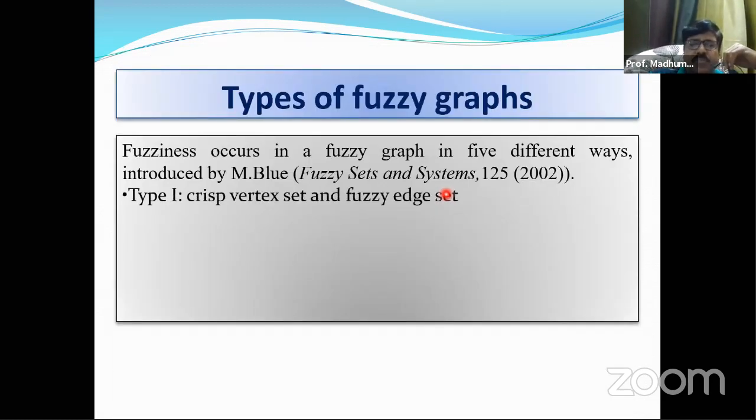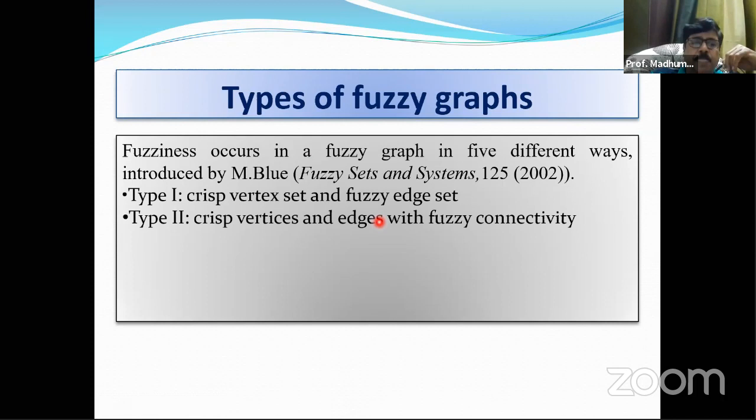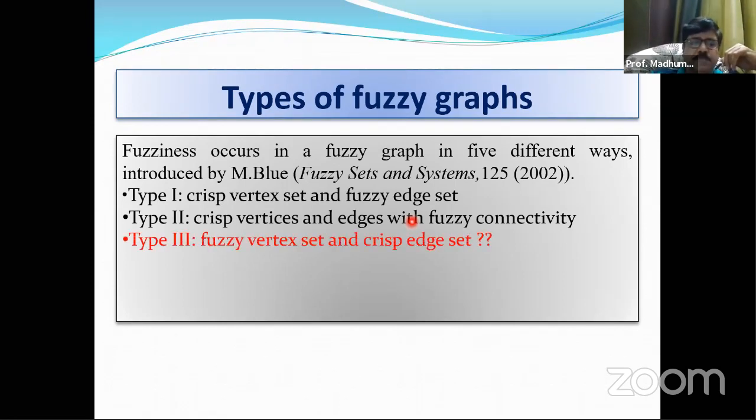So there are different types of fuzzy graphs. Type 1 fuzzy graph means crisp vertex set and fuzzy edge set. That means vertices are certain and the edges are uncertain. This is one kind of fuzzy graph. Type 2 fuzzy graph means crisp vertices and edges. Both are certain, but the connectivity is uncertain. So this is another kind of fuzzy graph.